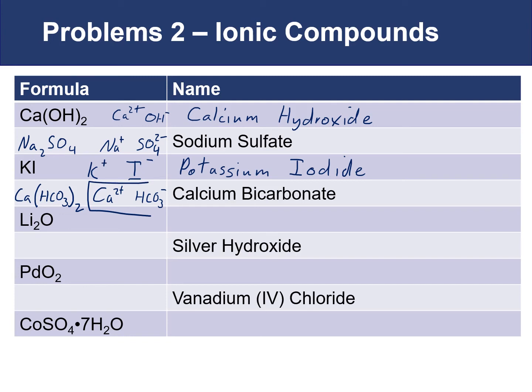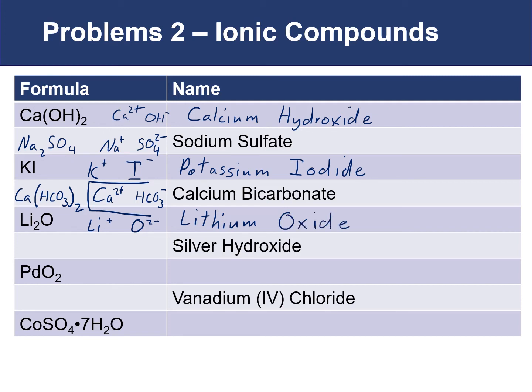Okay, next one, Li2O. Li is a +1, that's lithium. Because it's in the first column, it can only be +1, so we don't have to specify the charge on it. We have an oxygen, which will be a 2-. Because it is by itself, we will take the gen part and replace it with ide. So this would be lithium oxide.